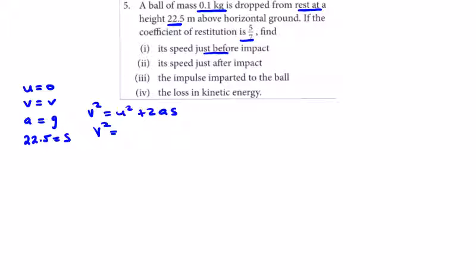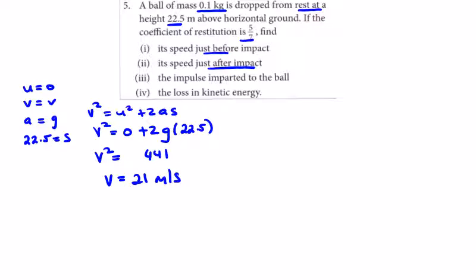v squared is equal to u squared plus 2as. You can do it really quickly. You don't have to put the 0 in. You can go straight to v is equal to the square root, but I think just take your time. 2 times a, which is g, times s, which is 22.5. So we have v squared is equal to 45 times 9.8, which is 441, and the square root of that is an even 21 meters per second.